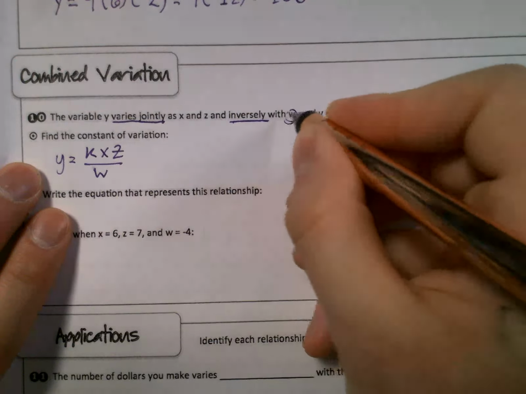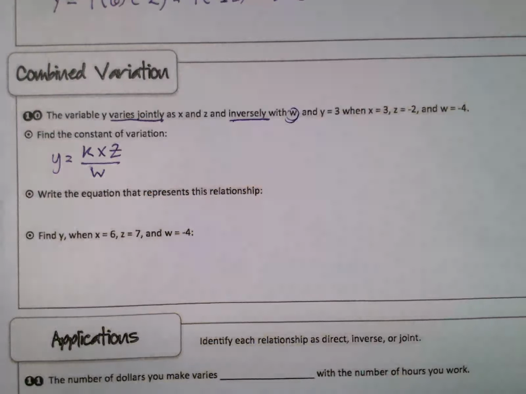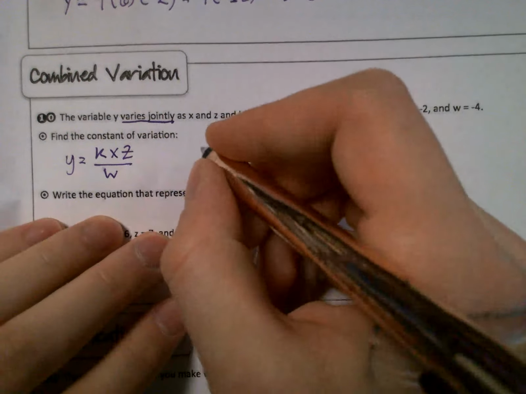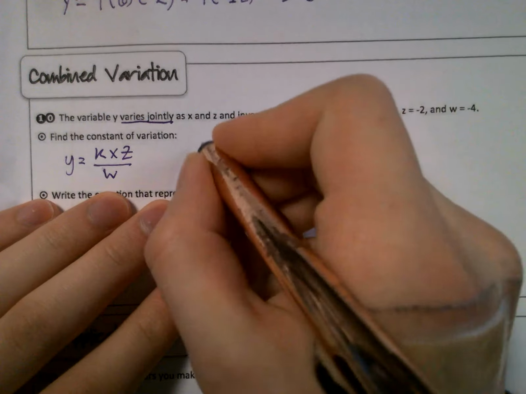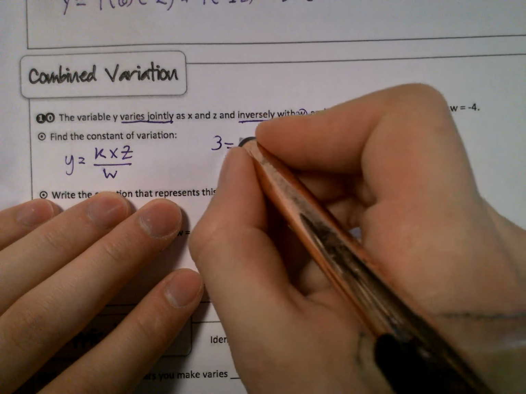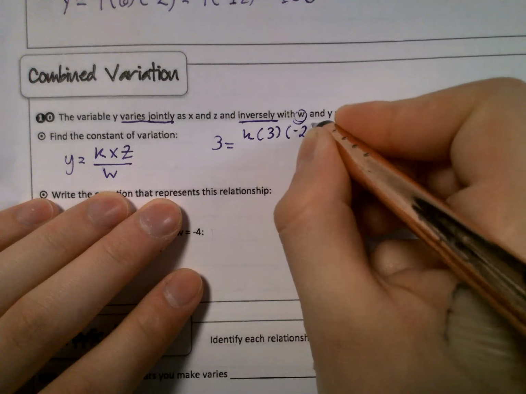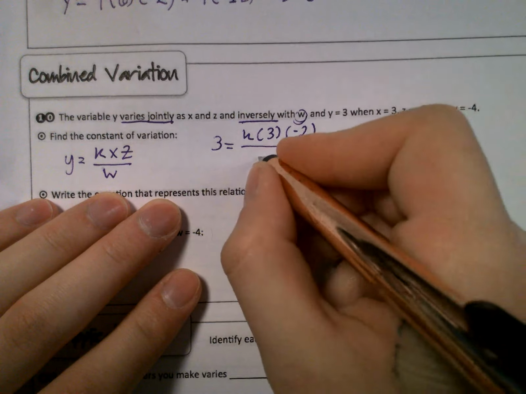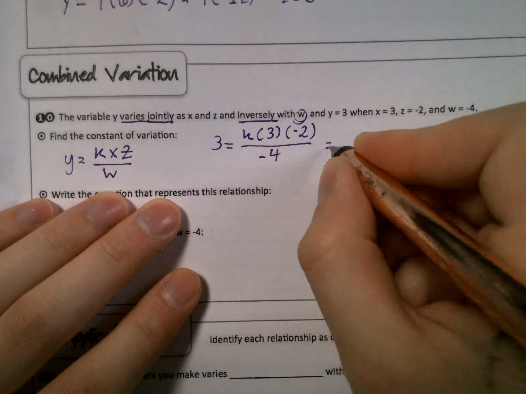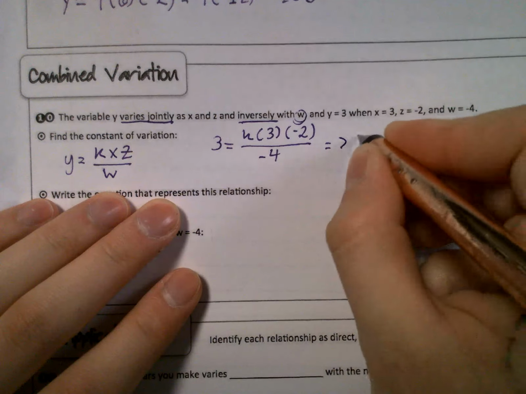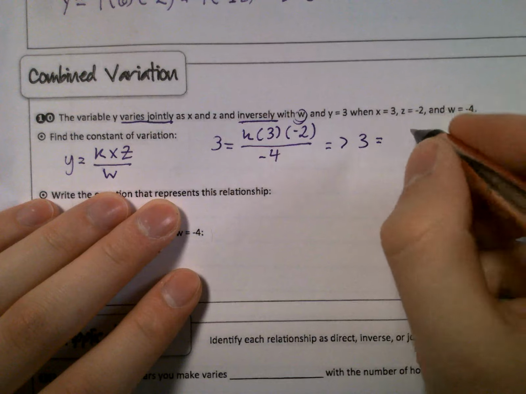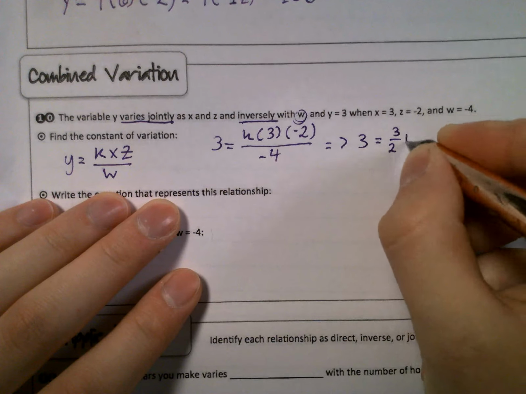Usually they'll also use the letter w as a dead giveaway, but don't always rely on that. Be careful. They can use different letters in these equations. Usually they won't, but sometimes they will. So we plug in what we know. We've got 3 equals k times 3 times negative 2 all over negative 4. If we simplify that, we get 3 equals 3 halves k.